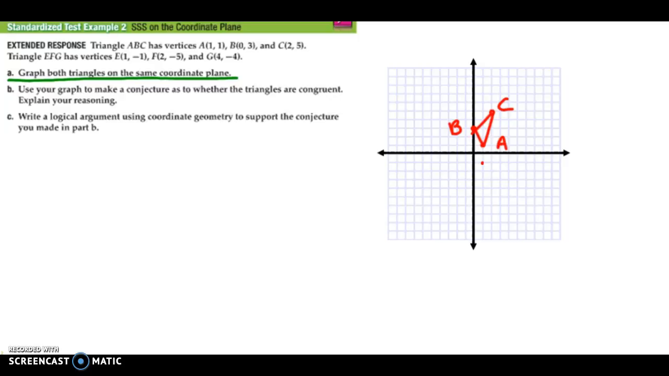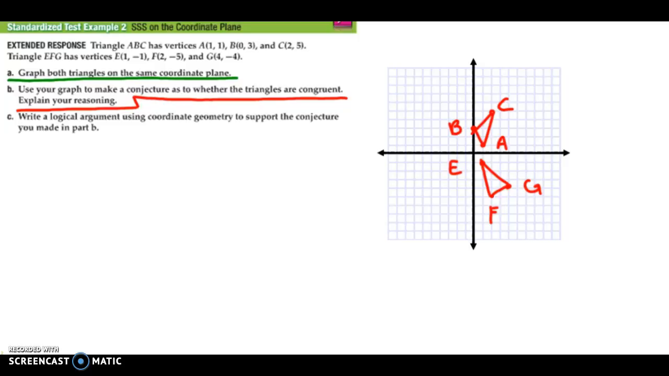Now, let's look at EFG. E is at 1, negative 1, 2, negative 5, and G is at 4, negative 4. Alright, well, just by looking at it, part B says, use your graph to make a conjecture on whether the triangles are congruent. From looking at this, I would probably say that the triangles don't look like they're even the same shape. But I'm not quite sure how I can prove that right away.